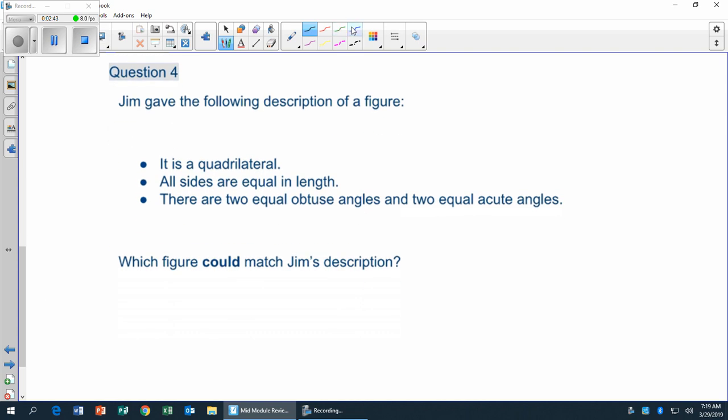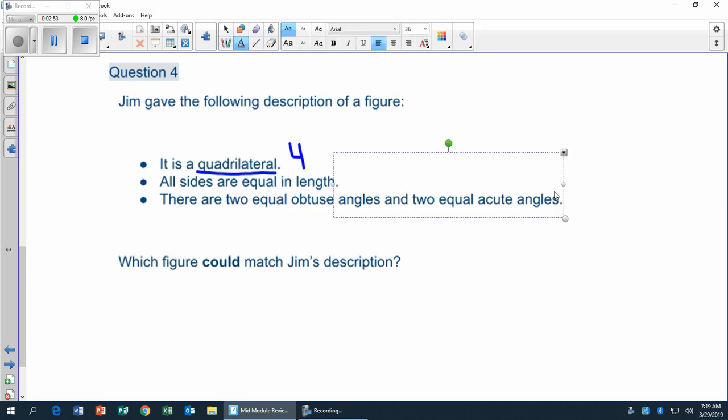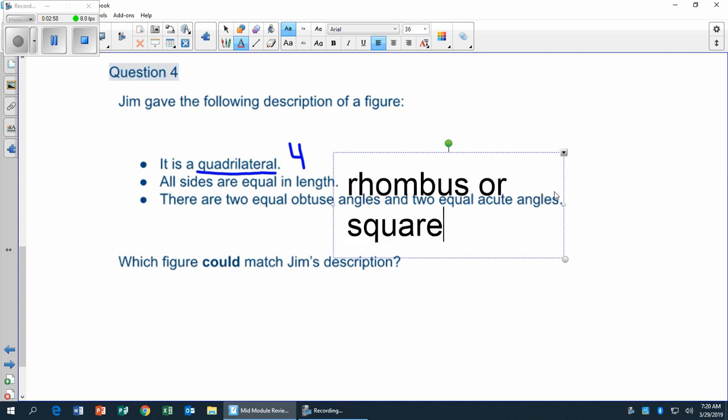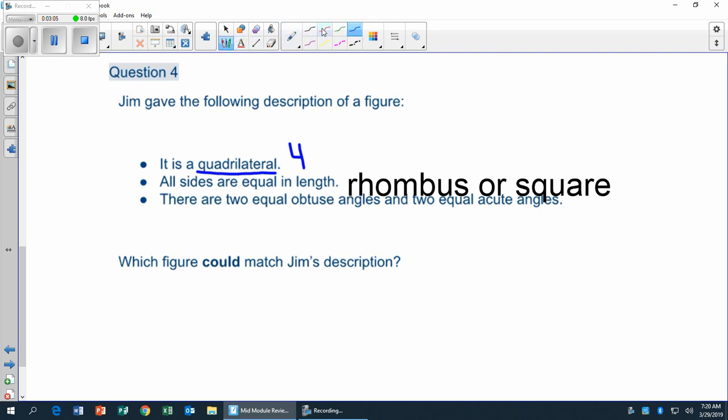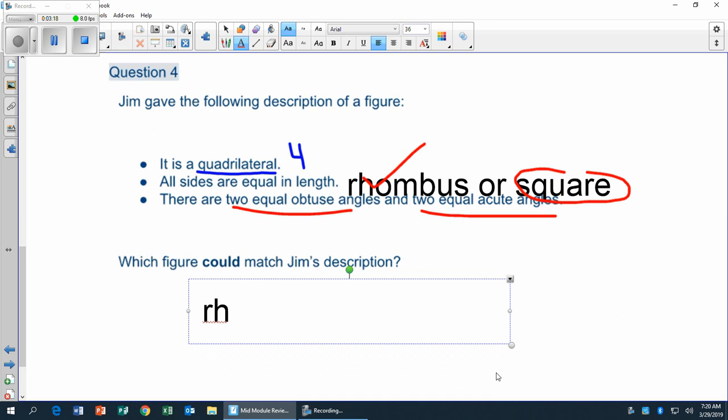Now we're going to talk about some shapes. Jim gave the following description. It's a quadrilateral, so we know it has 4 sides. It says all sides are equal in length, so with quadrilaterals, that's usually either a rhombus or a square when all sides are equal. And then it says that there are 2 equal obtuse angles and 2 equal acute angles. Well, we know these have 90 degrees, so this would be the correct answer. So our answer to the question is a rhombus.